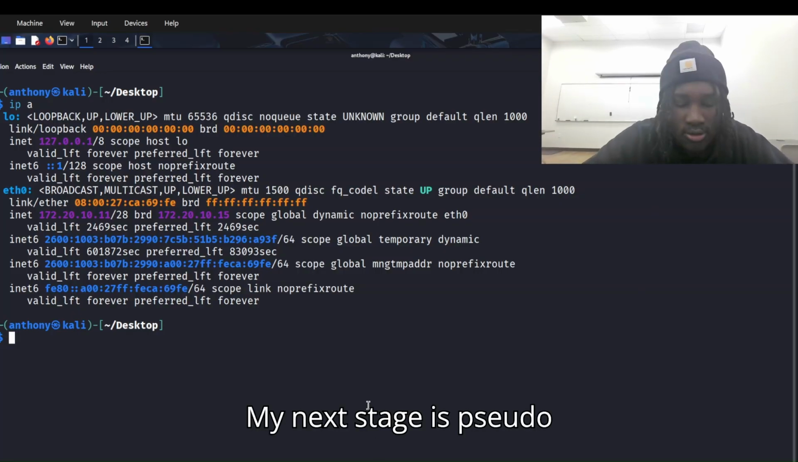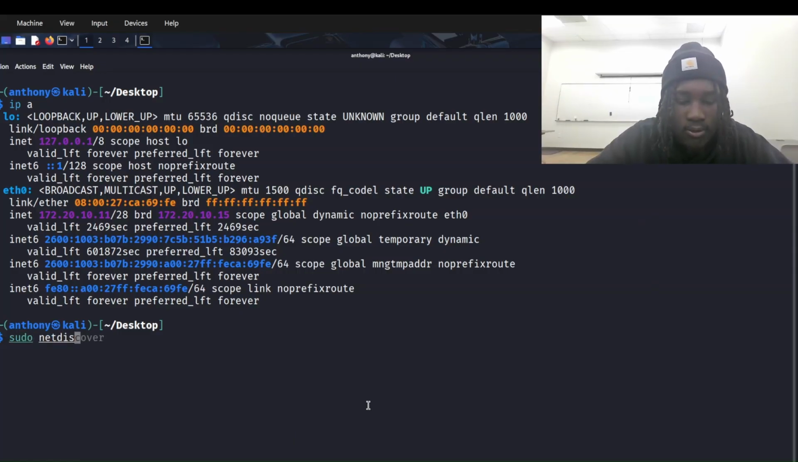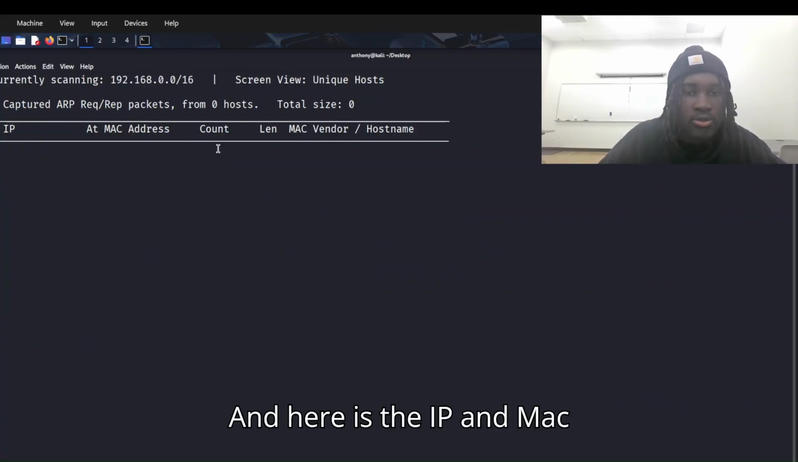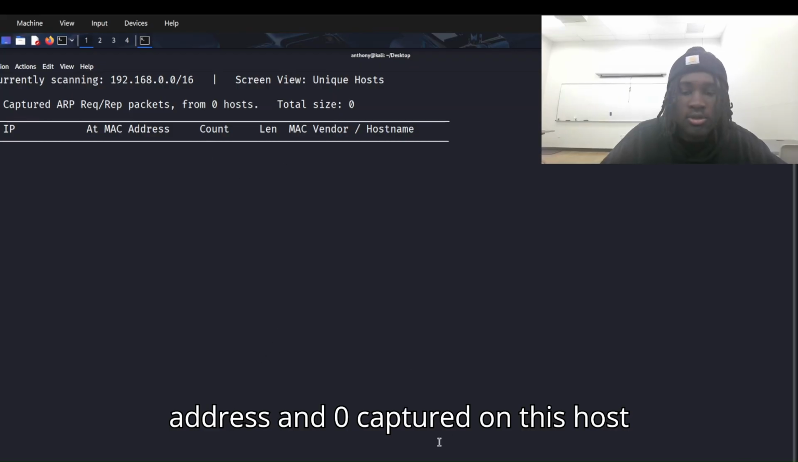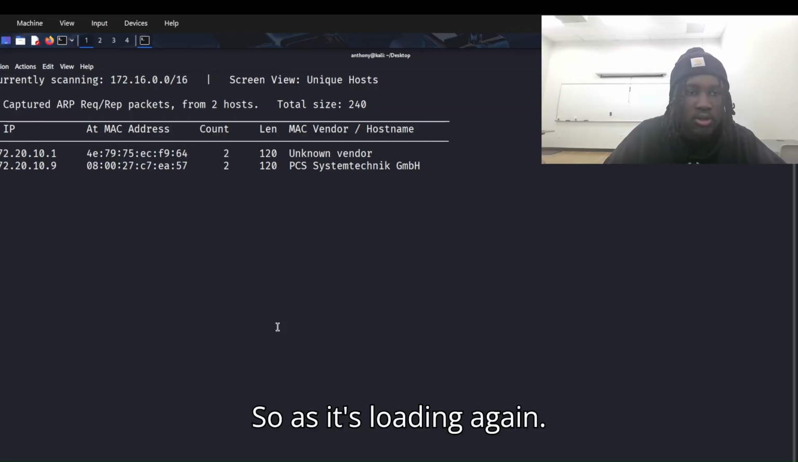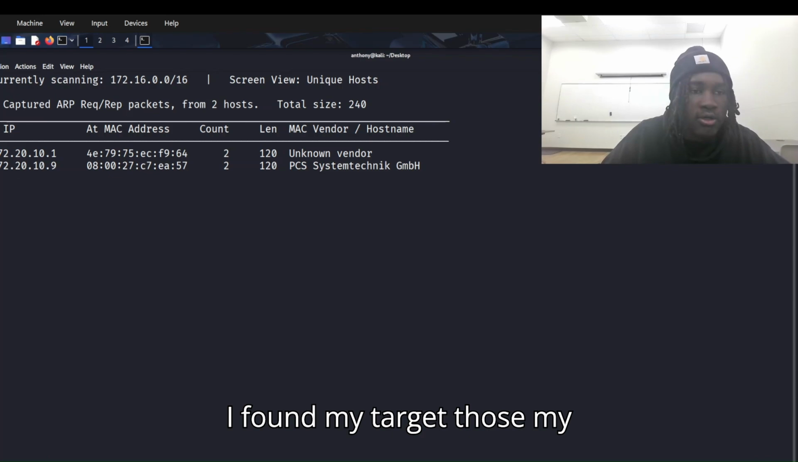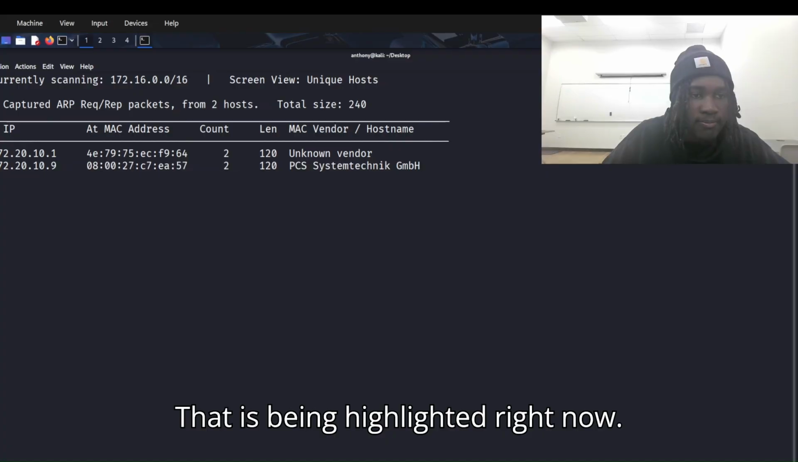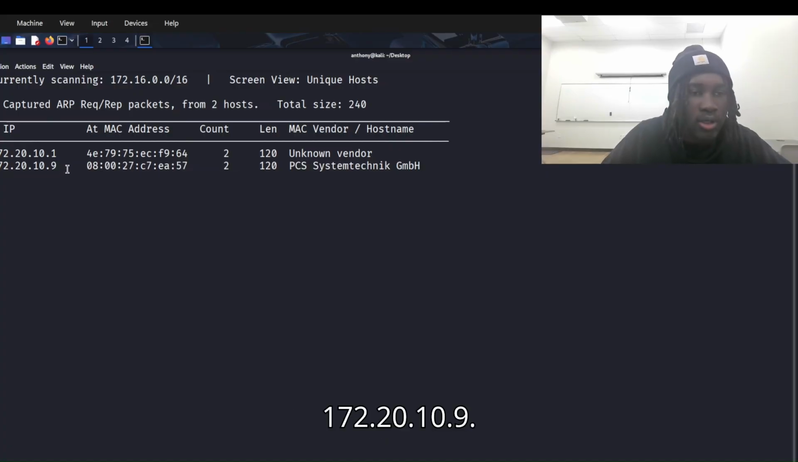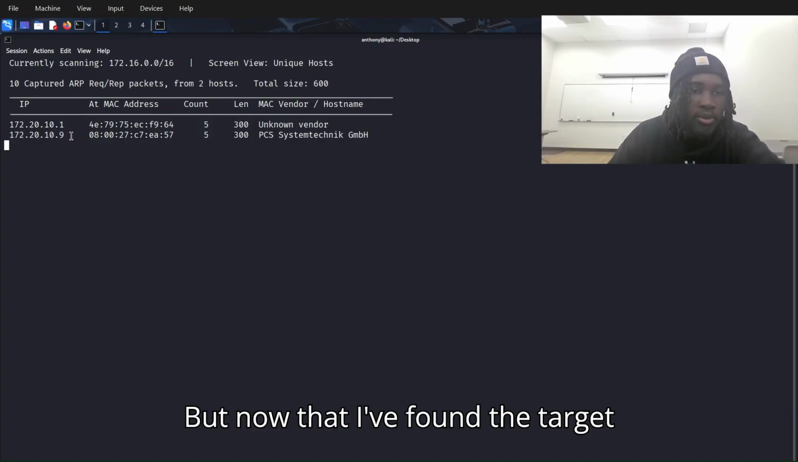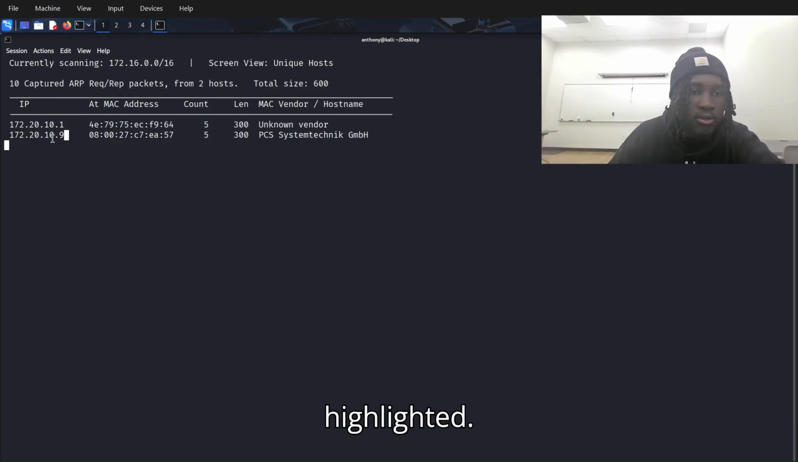My next stage is sudo netdiscover. And here is the IP and MAC address captured on this host network. As it's loading in, I find my target, which is being highlighted right now: 172.20.10.9. Now that I've found the target IP, here it is, highlighted.